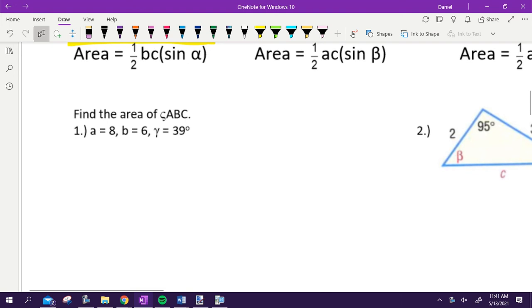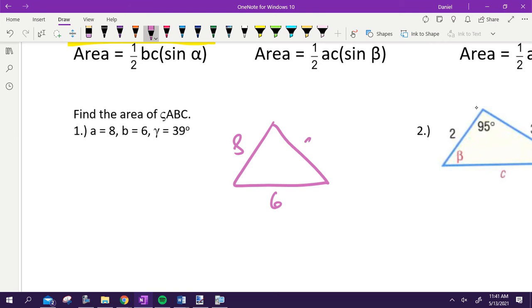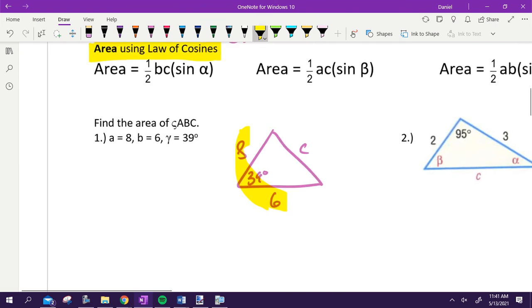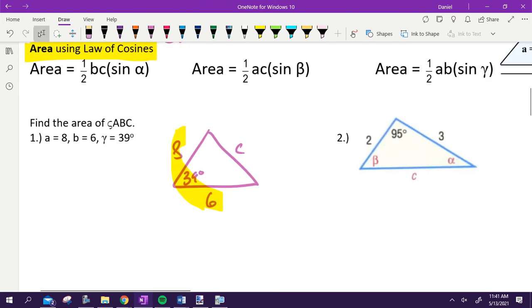So for example, on this one right here, if you were to draw this triangle, you would have one side of 8, one side of 6. If this is A and B, this would be C, so this would be 39 degrees. We have a corner. This is a side angle side triangle. So we're going to plug into our formulas. It doesn't really matter which one you use.